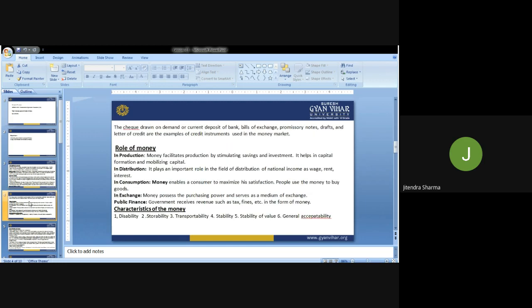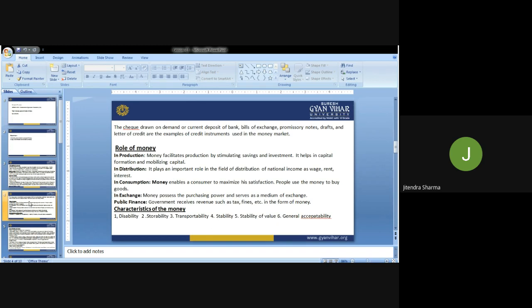The check drawn on current deposit of bank, bills of exchange, promissory notes, draft and letter of credit are examples. Because you know that we have had a scam in our country, where the letter of understanding, LOU, was given by the banks in favor of a particular person, and then he encashed all the things. So LOUs, checks, demand drafts, deposits, bank receipts, promissory notes, drafts, all of them are part of this bank or credit money.